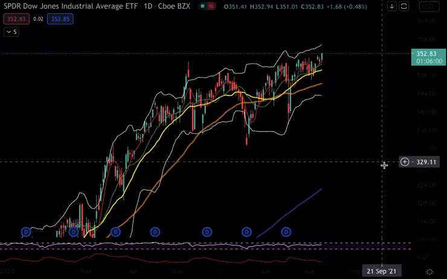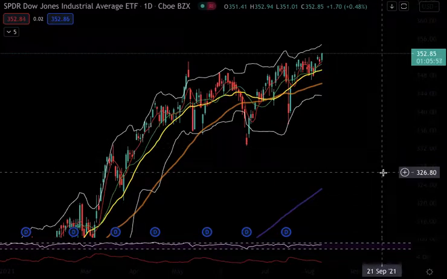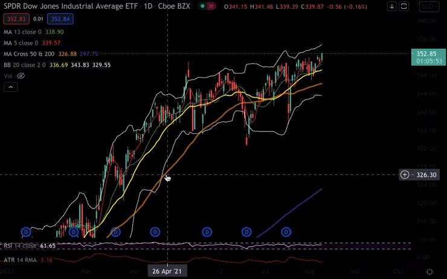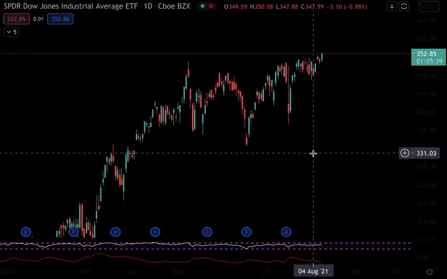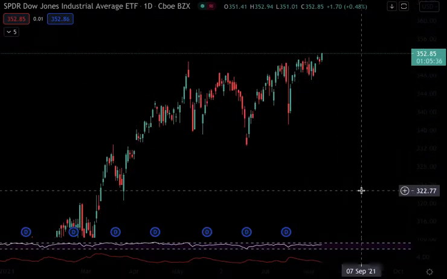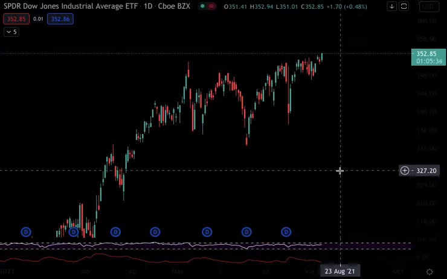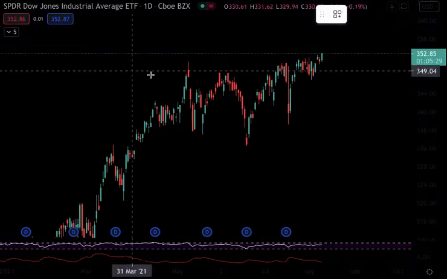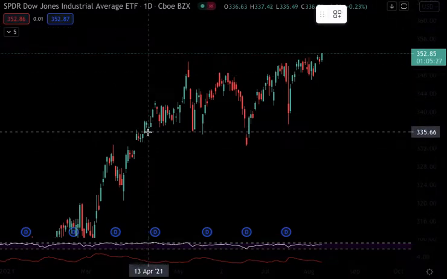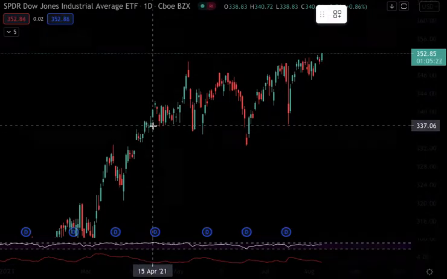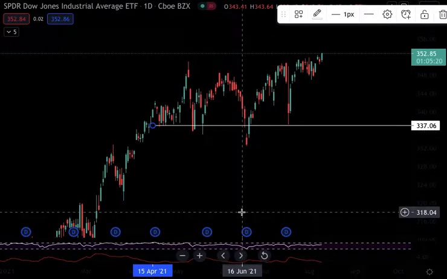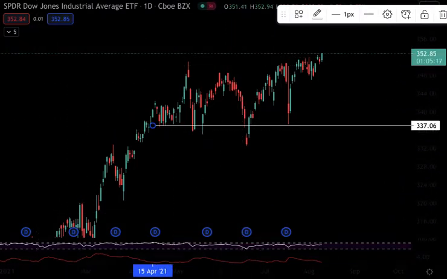The first thing I need to do is identify my areas of value. Let me move these moving averages, because now I know I am in a strong bull trend. First, where is support? I will get my line right here and look for support. For support, we're going to need multiple touches. We see multiple touches here.